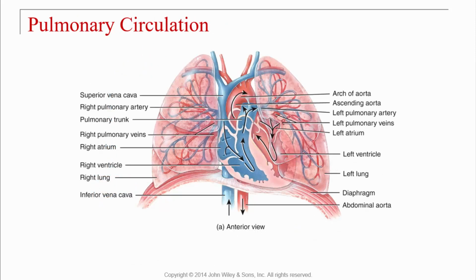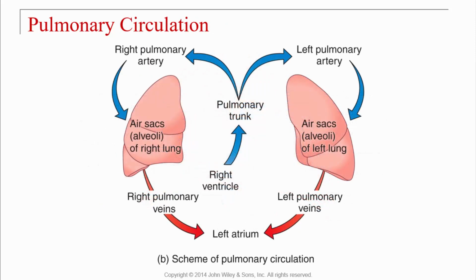The pulmonary circulation, let's take a look at this schematic. We have the right ventricle, we have the pulmonary trunk. It's going to go through the right and left pulmonary arteries, gets rid of carbon dioxide, picks up some oxygen, goes through the right and left pulmonary veins into the left atrium. So that's your pulmonary circulation.